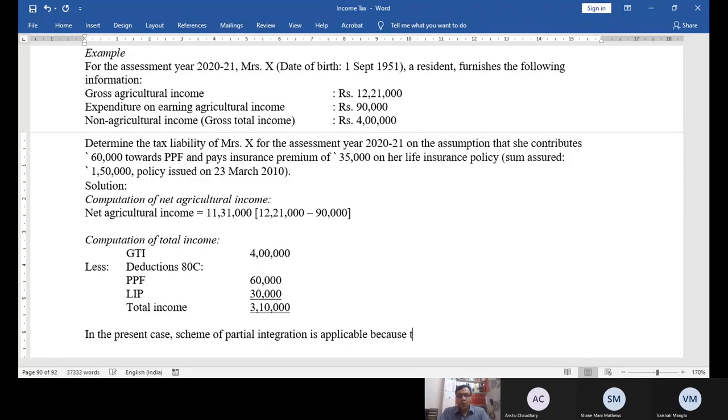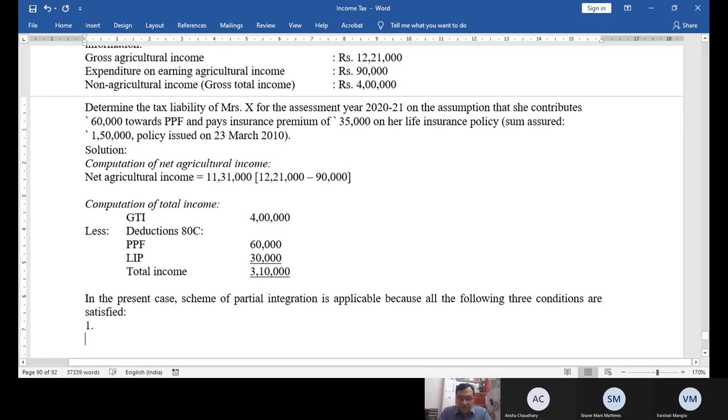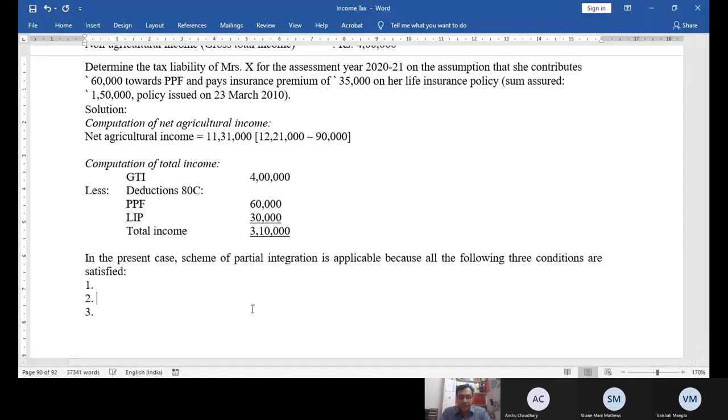Because all the following 3 conditions are satisfied. You have to write the theory condition that the assessee is individual, non-agriculture income exceeds exemption limit, and agriculture income exceeds 5,000. This you should write. In the fair you can write yourself. I'm writing only short form. Non-agricultural is more than her exemption limit. If yes, in what steps you will apply it? So you can say computation of tax.